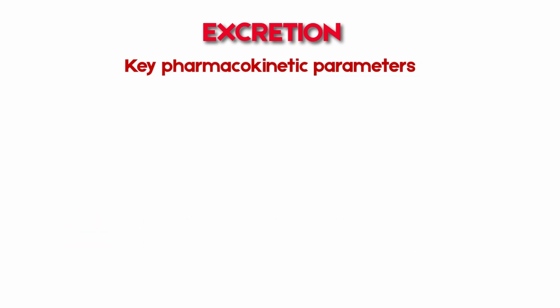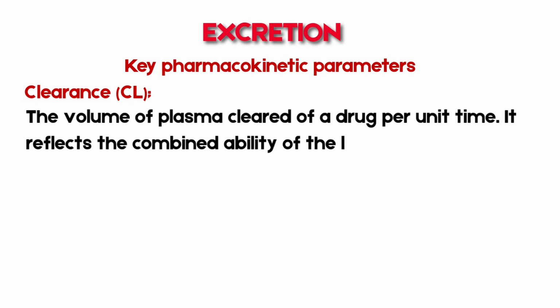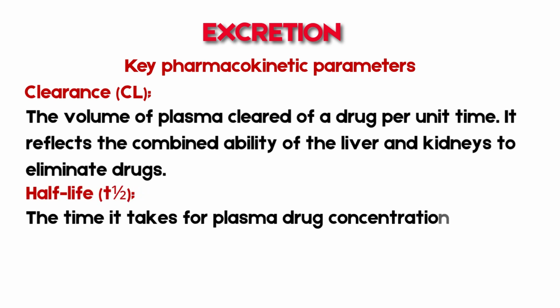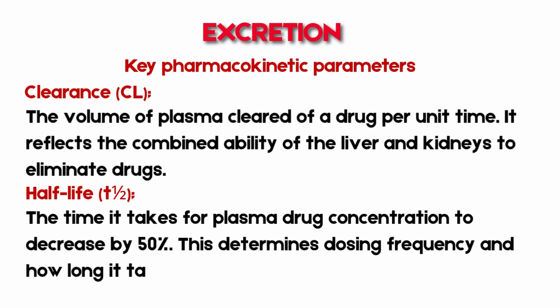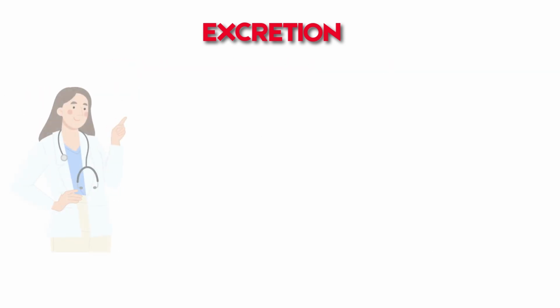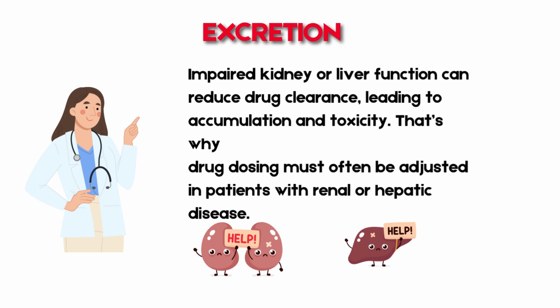Key pharmacokinetic parameters. Clearance, CL. The volume of plasma cleared of a drug per unit time. It reflects the combined ability of the liver and kidneys to eliminate drugs. Half-life, t-half. The time it takes for plasma drug concentration to decrease by 50%. This determines dosing frequency and how long it takes a drug to reach steady state. Clinically, impaired kidney or liver function can reduce drug clearance, leading to accumulation and toxicity. That's why drug dosing must often be adjusted in patients with renal or hepatic disease.